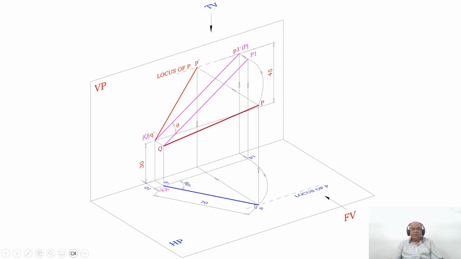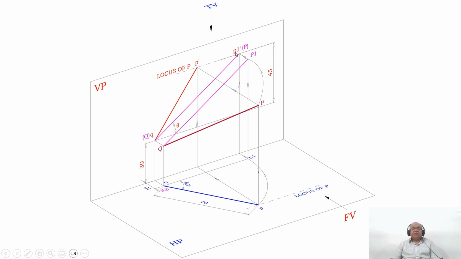that is, looking from the top view, is also getting rotated such that both Q and P1 are parallel to the XY line in the top view. Since in the top view the line is parallel to XY, correspondingly in the front view that line will be in true length. That means capital P1 and Q both are in front of VP by the same distance, which is 10.